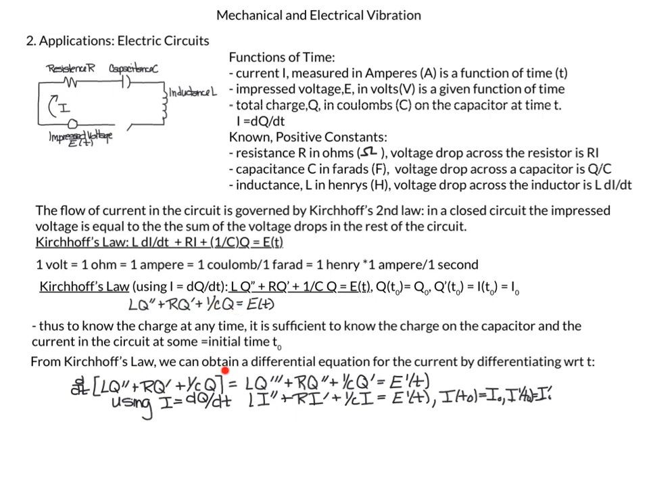From Kirchhoff's law, we can obtain a differential equation for the current by differentiating with respect to t. Here we differentiate d/dt of LQ'' + RQ' + (1/C)Q, which gives LQ''' + RQ'' + (1/C)Q' = E'(t). Again, using I = dQ/dt, that gives LI'' + RI' + (1/C)I = E'(t). So now we have a second order differential equation in terms of the current I, and we can have some initial conditions.